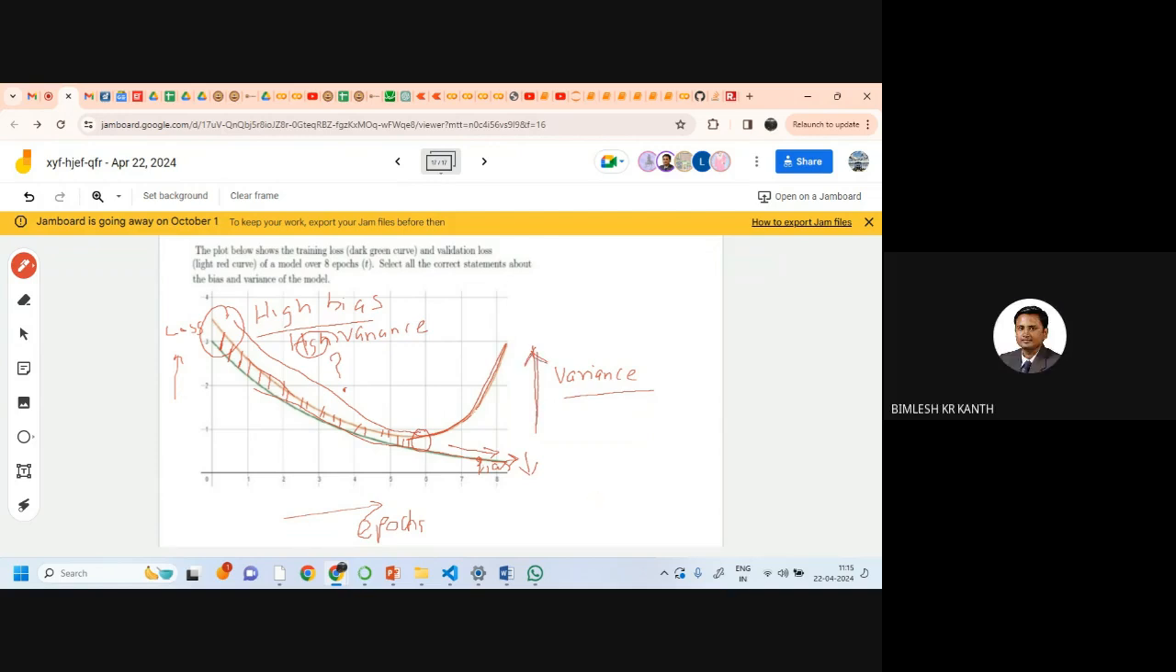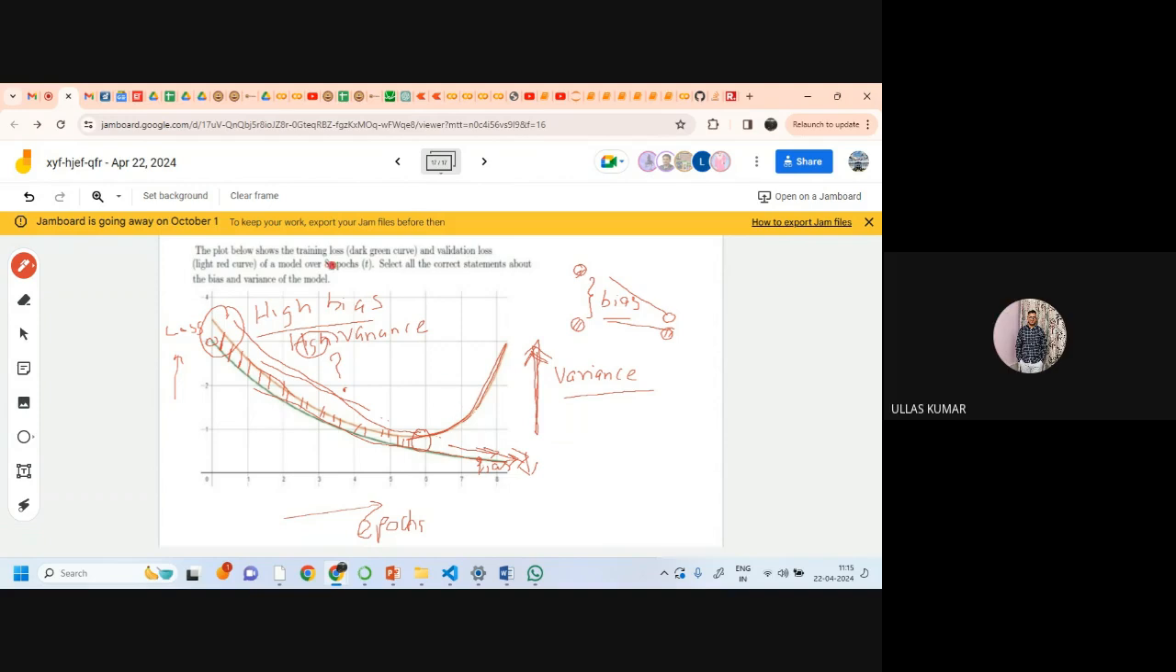Why are we saying high bias initially? High bias because the loss itself is high. My actual is here, but I'm predicting here. So this is my bias. And as we come down, I'm coming close to the actual, so my bias is decreasing. But my variance has gone high.